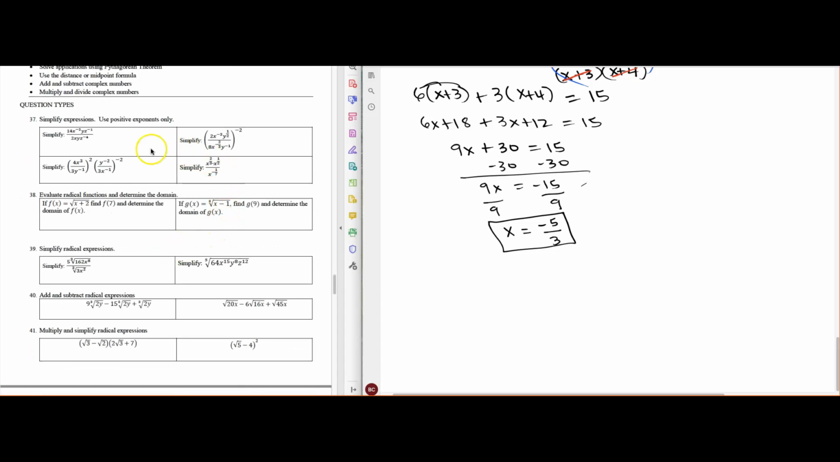Alright, we definitely want to make sure you know how to use the properties of exponents, right? And so let's look at some of these.